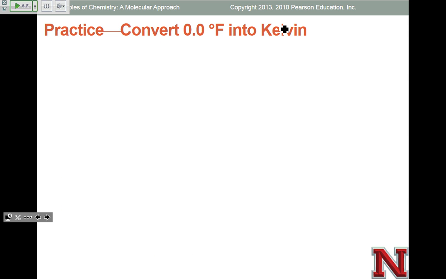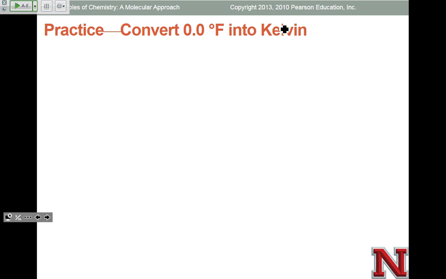So looking at this example, this is going to be a pretty simple example, but I'm going to go through it. We have 0.0 degrees Fahrenheit, and we want to convert that to Kelvin. Now remember, we can't just add 273.15 because this is not Celsius, this is degrees Fahrenheit. So we'll first have to convert it to degrees Celsius, and then we can easily convert it to Kelvin.